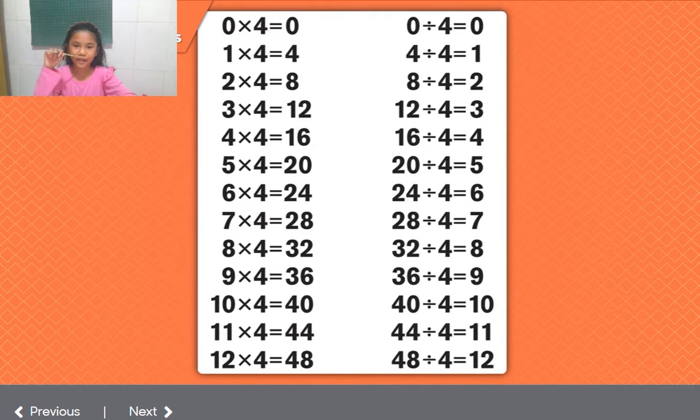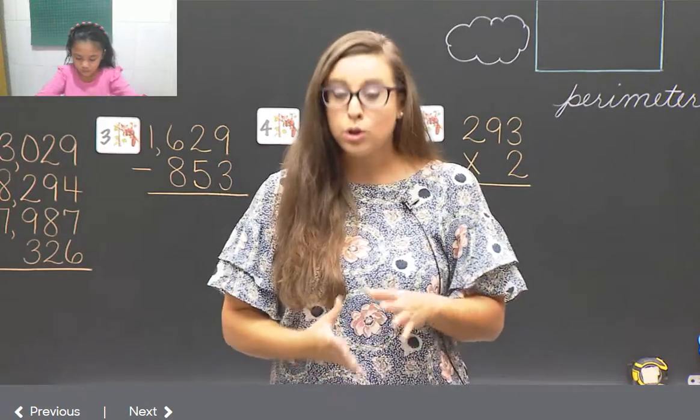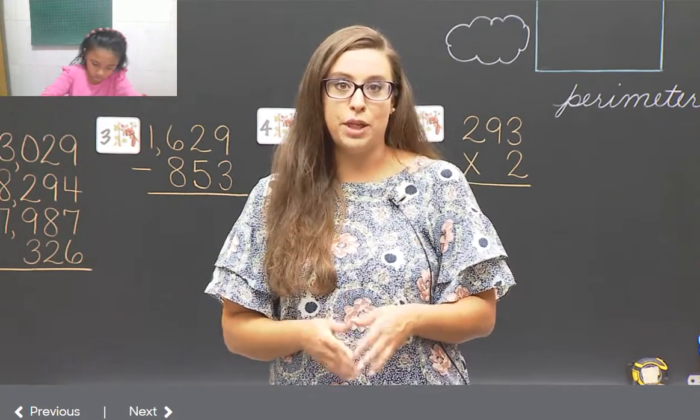8 times 4 equals 32. 9 times 4 equals 36. 10 times 4 equals 40. 11 times 4 equals 44. 12 times 4 equals 48. Wonderful job, both teams. Now we're going to do our 2 division family.